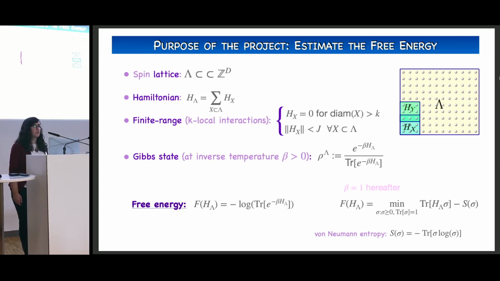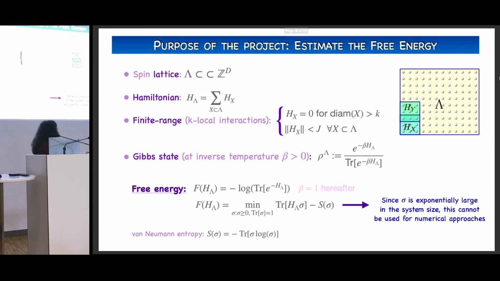This is a very valid way of computing the free energy. However, if now we want to do this in a computer, this is pretty bad. Why? Because the sigmas that we are taking here are exponentially large in the system size. This is something that we are tracing out with respect to the Hamiltonian that is in the whole system lambda. That means that these sigmas are exponentially large in the system size, and therefore, if we want to use this for numerical approaches, this is terrible. So this is the starting point of this project.